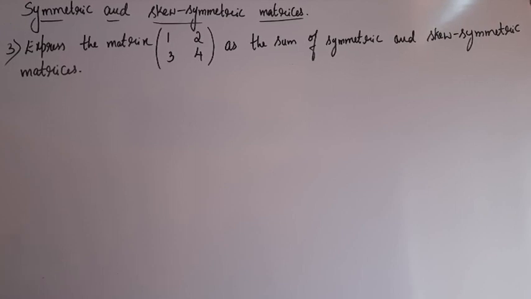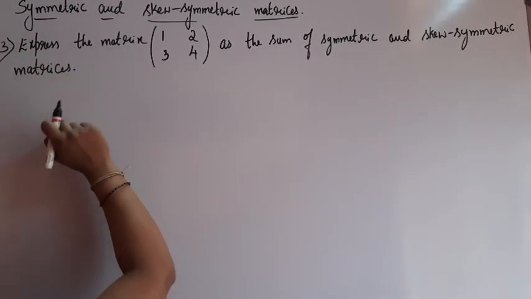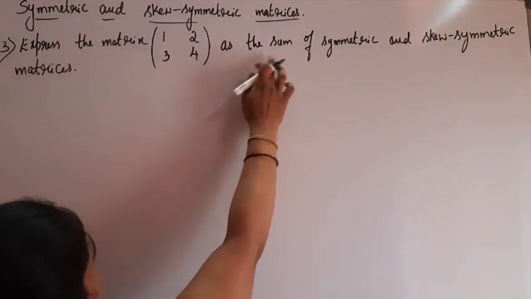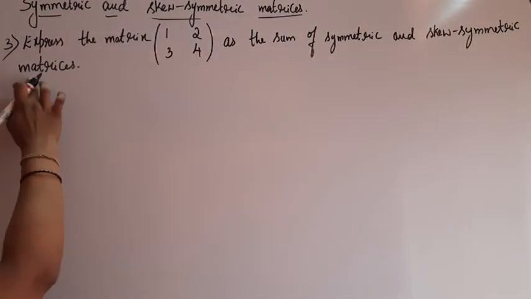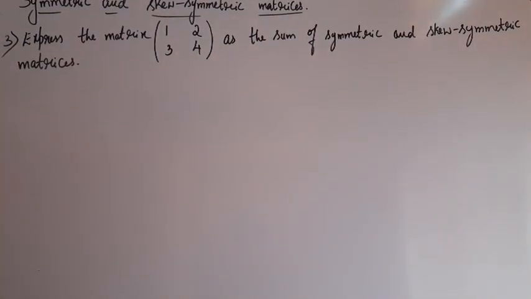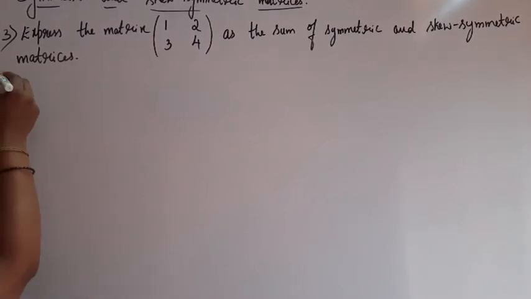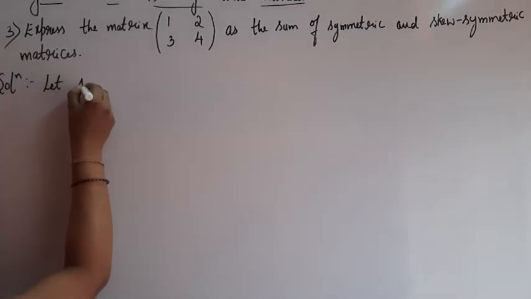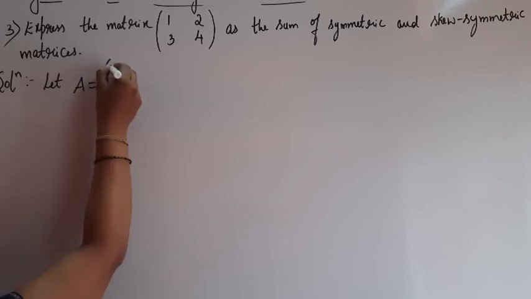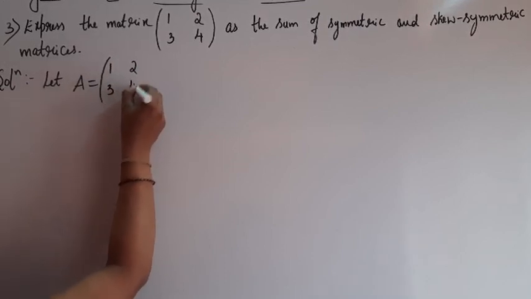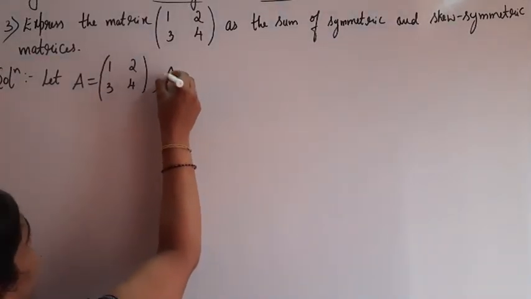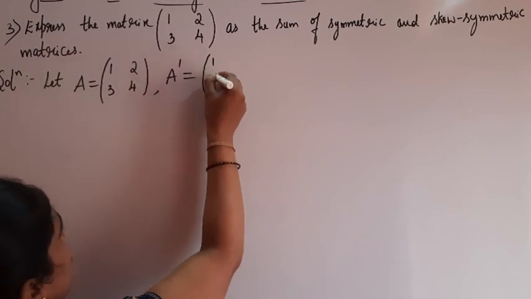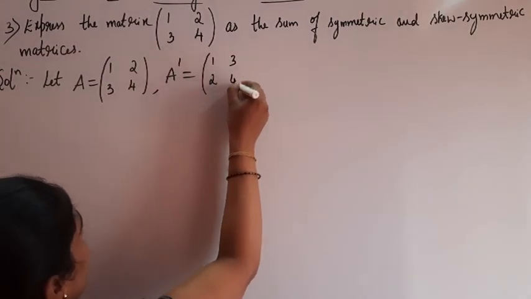Similar to the previous problem. Okay. Express the matrix 1, 2, 3, 4 as the sum of symmetric and skew symmetric matrices. Okay. We have to express the given matrix as the sum of symmetric and skew symmetric. So let us take the given matrix as matrix A. Let matrix A equal 1, 2, 3, 4. Okay. Then what is the transpose of A? That is, A transpose equals interchange rows and columns. We get first column is 1, 2. Second column is 3, 4.